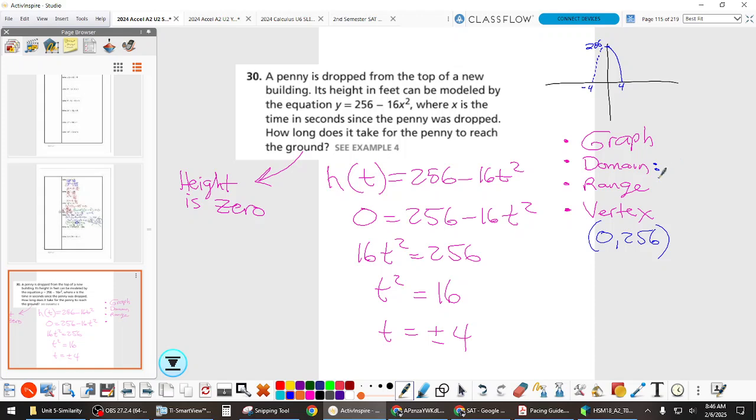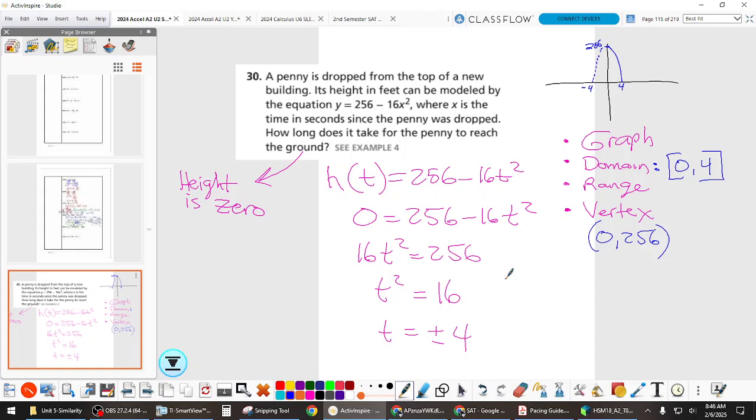So time is infinite in this problem? No. Negative 4 is 4. No. Holy moly. Negative 4. It'd be 0 to 4. Thank you, Tom. My brain's just tired. 0 to 4. Why is it 0 to 4? Because time can't be negative.